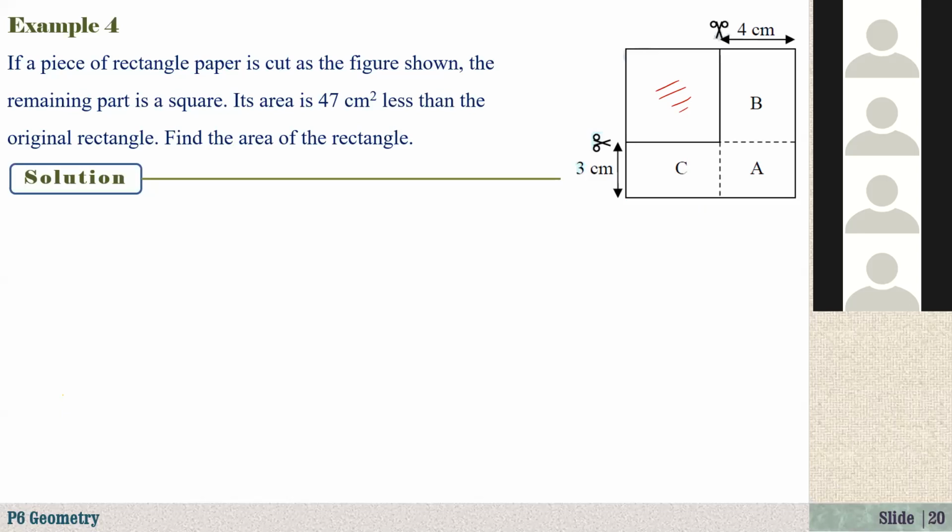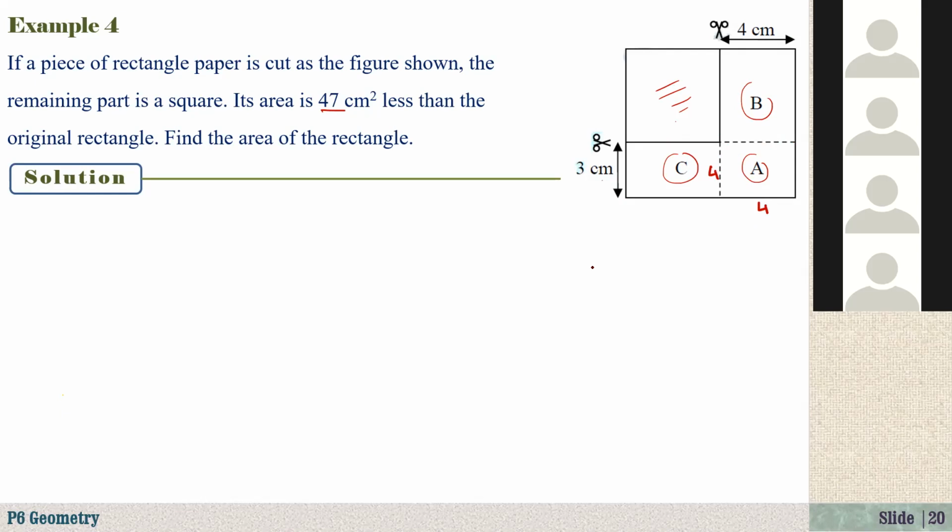So we need to find the area of the rectangle. That means that the area of the big rectangle is 47 more than the area of the square. That means which part represents the more part, the C and A and B together, that's the difference between the area of the rectangle and area of the square, right? Okay, so actually this one is 4. That means that also there should be 4. And that is 3, and also there should be 3, right? And what is the question? Find the area of the rectangle.